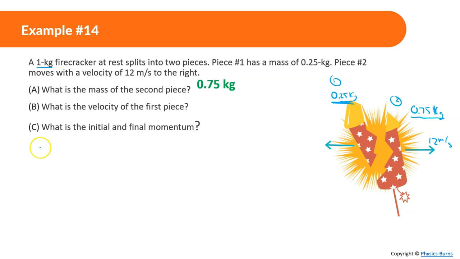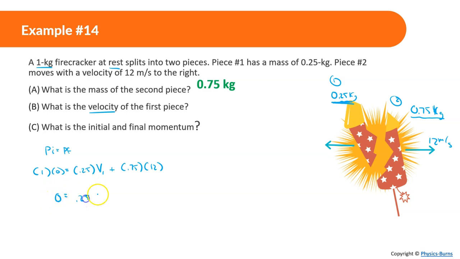So we should know that to figure this out, we're going to be looking at the momentum equation. Momentum at the beginning equals the momentum at the end. So we know at the very beginning, the 1 kilogram firecracker is at rest, so it's not moving, 0. After it explodes, we have one piece, which is 0.25 kilograms, that moves with a certain amount of velocity. I'm going to do V1. We don't know what that is. We're trying to figure that out. The other piece, which is 0.75, moves 12 meters per second to the right. So now we could just do some math.